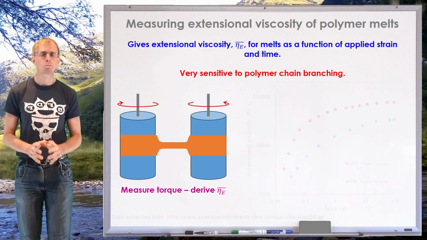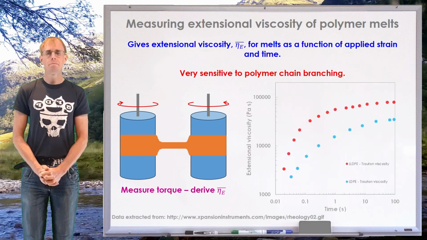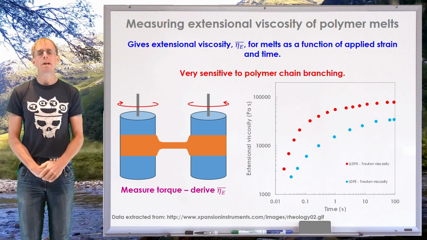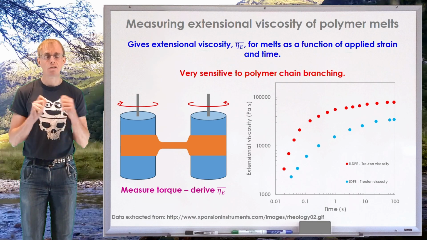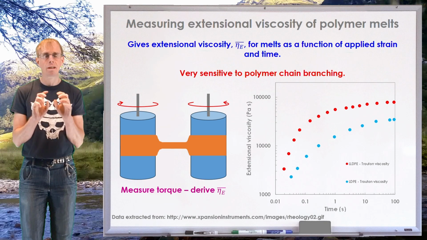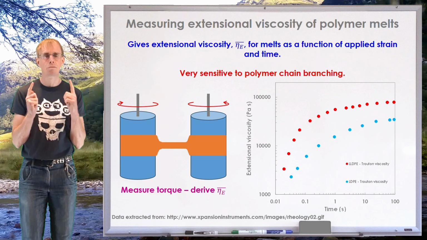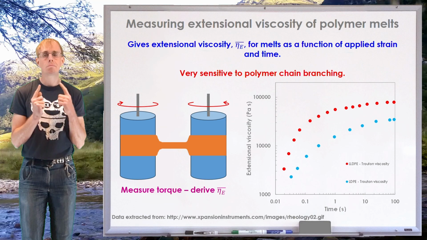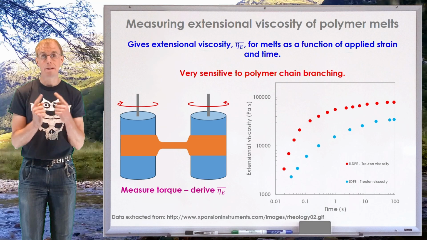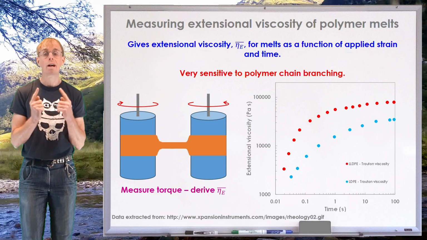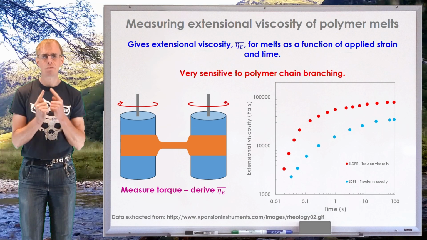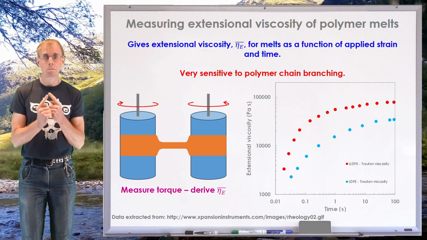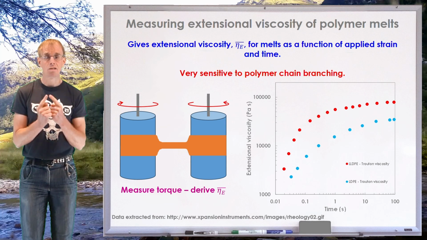So let's have a look at what some of that data might look like. The plot that I've put on my whiteboard there is extensional viscosity as a function of extension time. So what I'm doing with these cylinders is setting them in motion at a given rotational rate and then measuring the torque and then backing out the extensional viscosity from the torque as a function of time. And so what we'd expect is that over time we're going to be extending our polymer and that we're going to see a change in extensional viscosity.